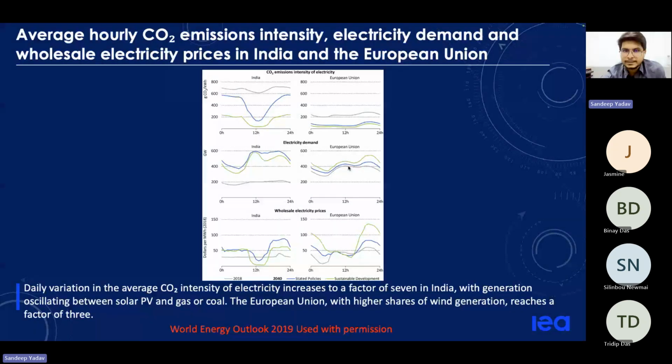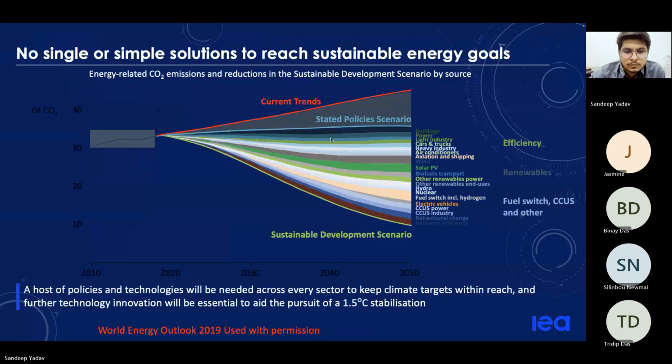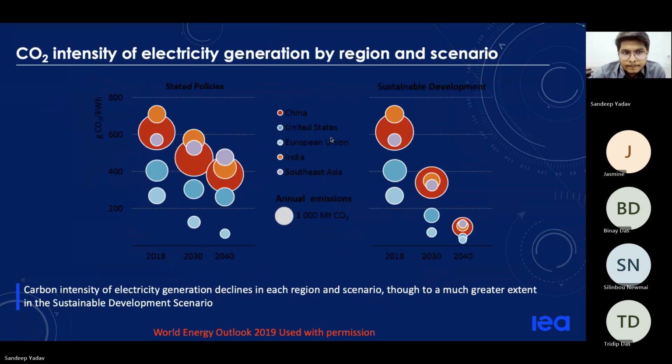Here you can see that slide. The first option was the CO2 intensity of electricity generation of the European Union in 2040. Under stated policies, for the European Union, in the year 2040 the CO2 intensity will decrease. So that will be the correct option.